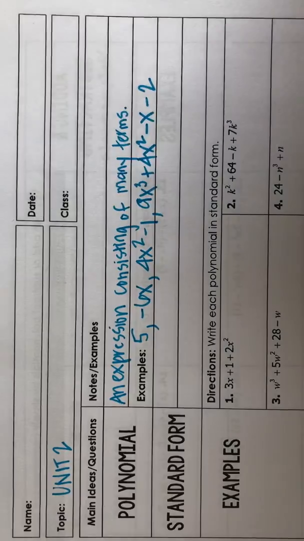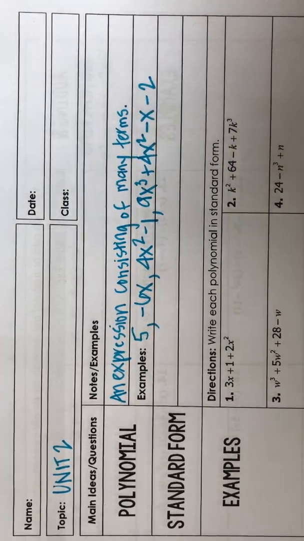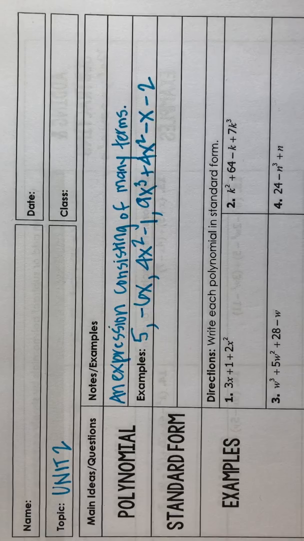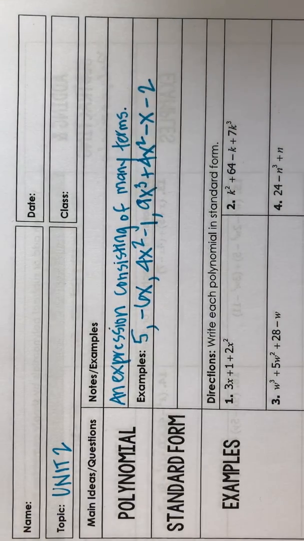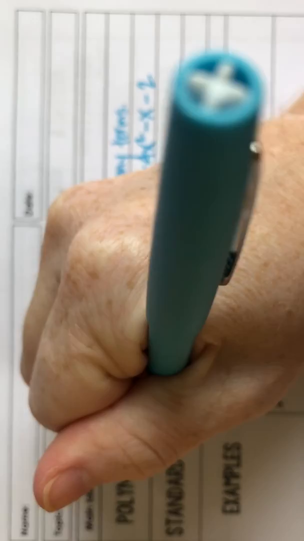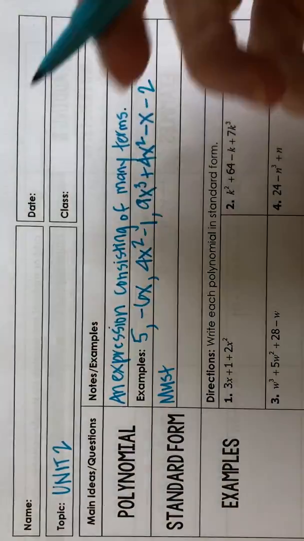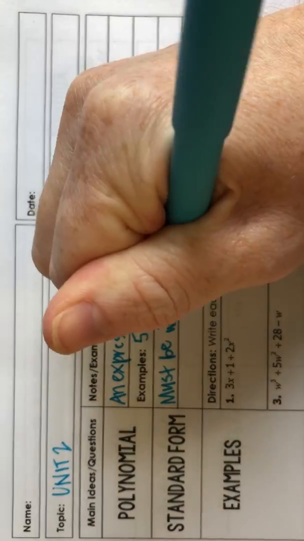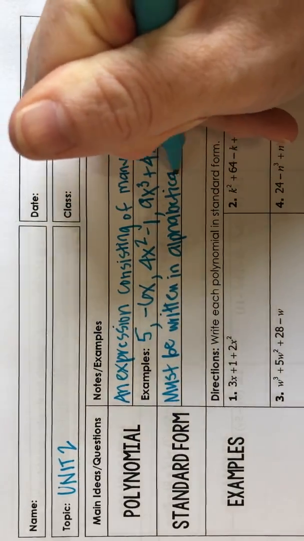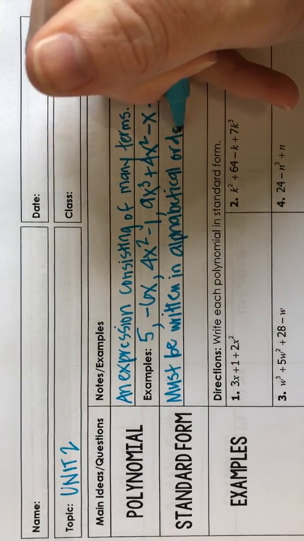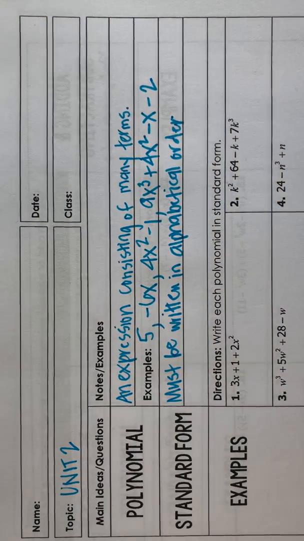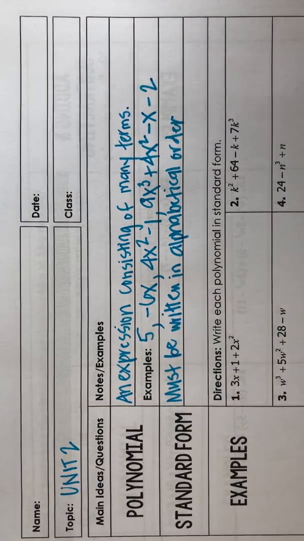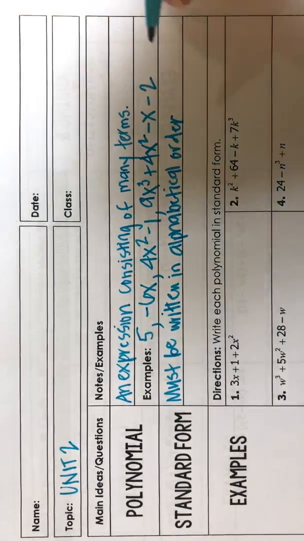Okay? Now, one thing that's very important, we always need to make sure that we write things in standard form. We've already talked about that a little bit this year, but just to put the definition down. First of all, it must be written in alphabetical order. Okay? Now, it needs to be written in alphabetical order. That's really only going to matter when there's more than one variable happening at a time, okay?